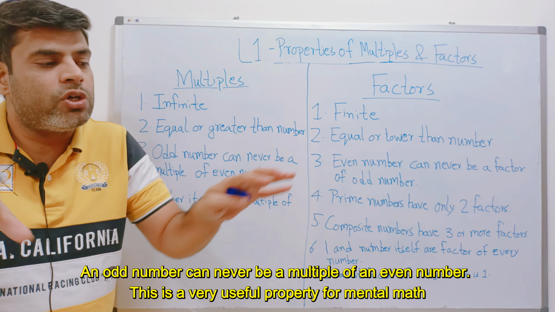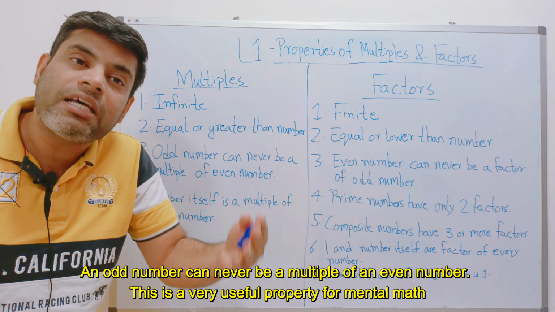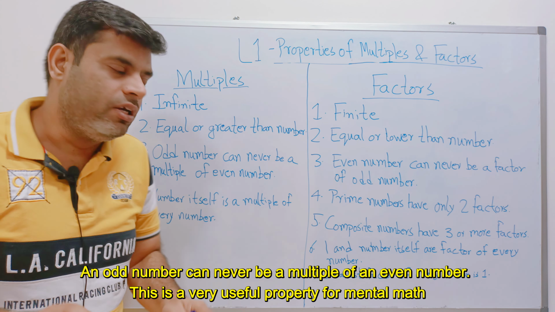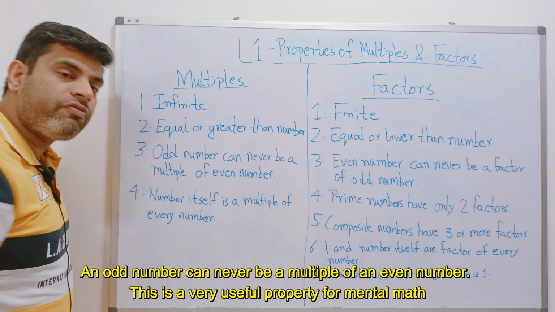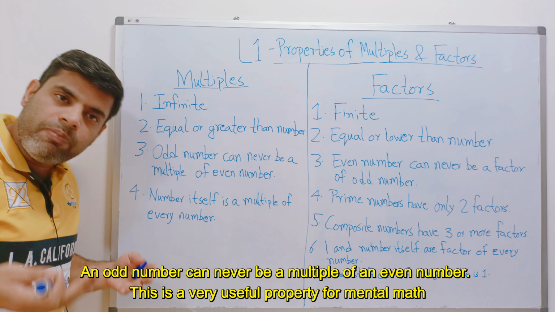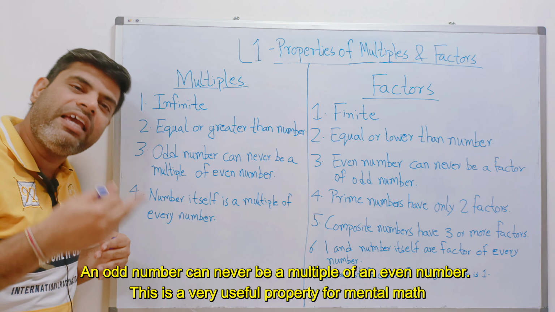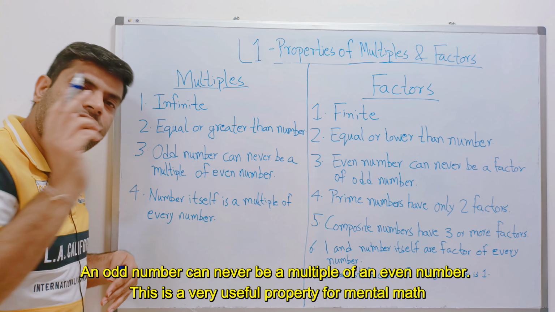And the reason is because when you add even and even, the answer is even. The reason is that's how the numbers are made. One even, then odd. Then even, then odd. That is the reason. So that is why an odd number can never be a multiple of an even number, because what is multiplication? It's a repeated addition. When you are adding an even number with itself again and again, the answer will always be even. That's why an odd number can never be a multiple of an even number.